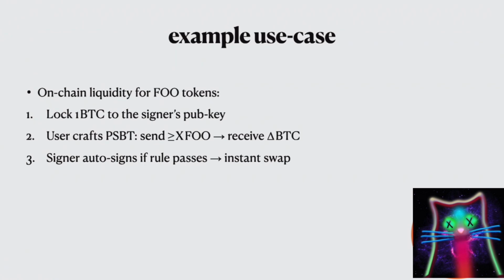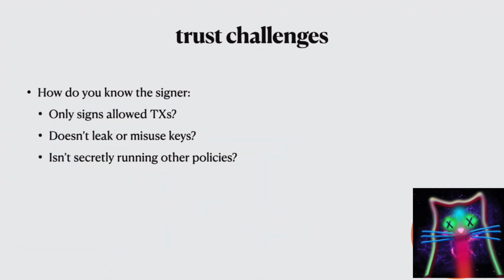That's great, but I just said you're going to put 1 Bitcoin on hot keys on a server somewhere and have it automatically signing PSBTs. So how do we actually trust that, if this is my server, it's not going to be compromised, or if I'm going to run this as a service and you're going to put BTC into it because you want to provide liquidity for some token, how do you know that I'm not going to rug pull you and take all of the money?